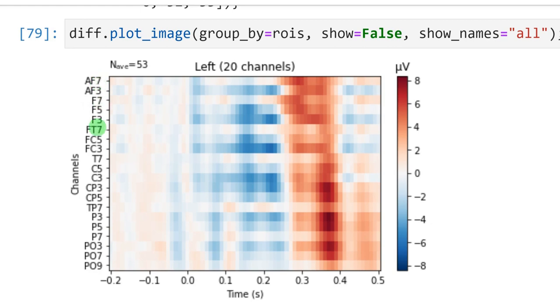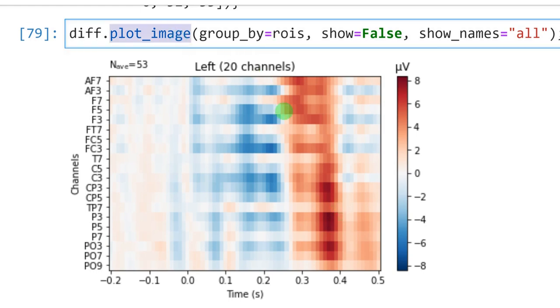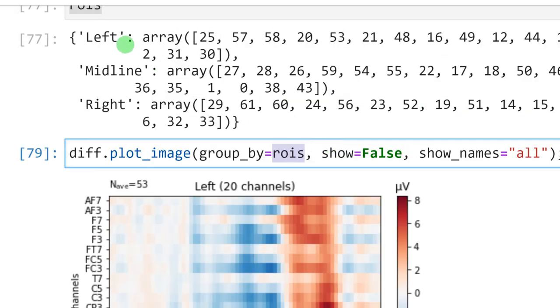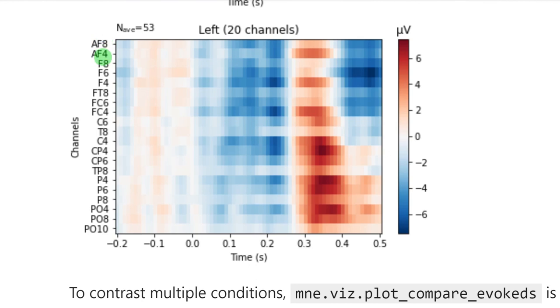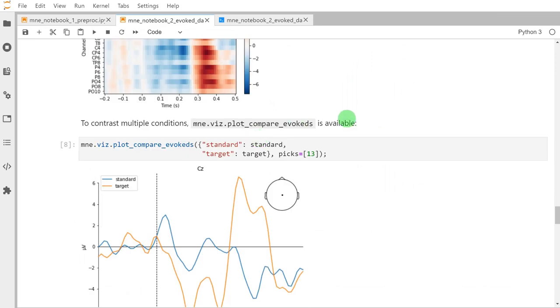As you can see here, all these odd numbers coupled with these characters represent the channels from the left hemisphere of the brain. We see some interesting activity happening here. So plot image, again, allows us to group all the channels by the region of interest that you define. Left, midline, or right. So midline channels here, some of the midline channels. Those are areas where central, CZ, all those are located. Also interesting, the difference between target and non-target. These channels, right hemisphere, 20 channels. All right.